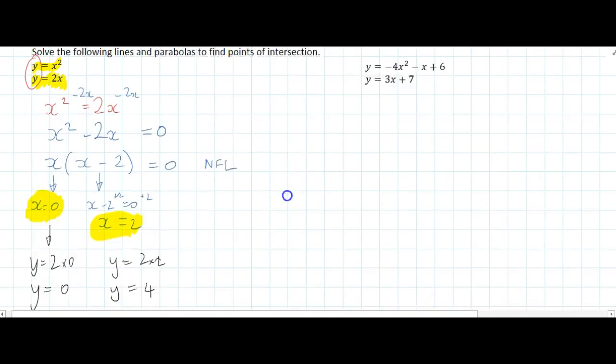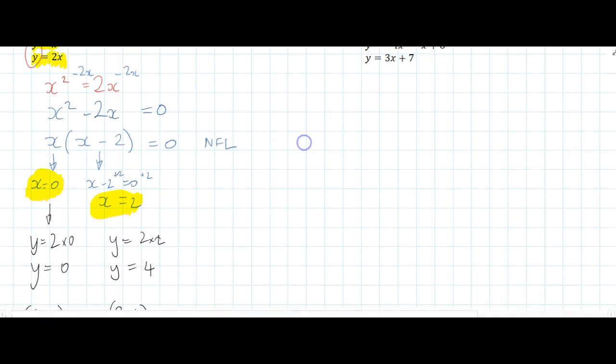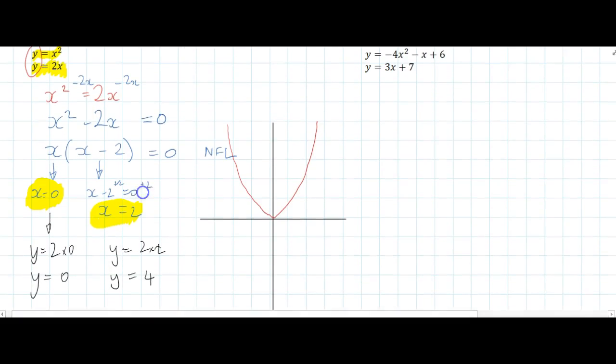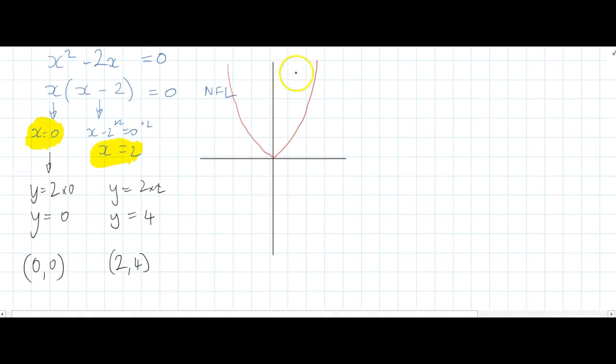You can actually draw these quite easily, so we'll do a quick sketch, because we know what these graphs look like. We know that y equals x squared, the standard parabola, looks like this. And we know that y equals 2x is a linear equation. It goes through the origin, and it goes through like this. It goes through 0, 0, as we said, and 2, 4, as we said up here.